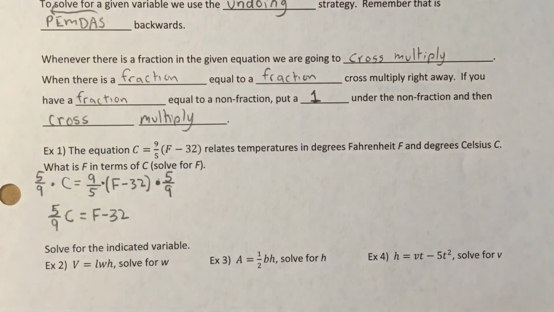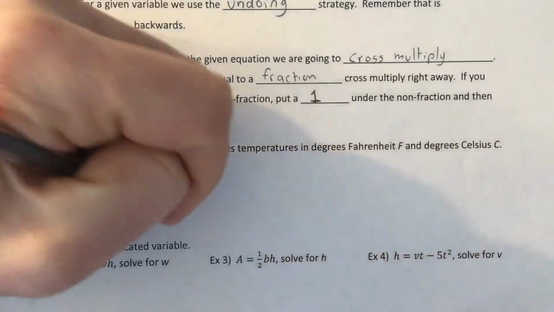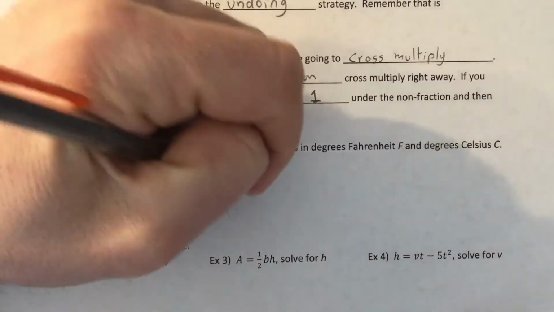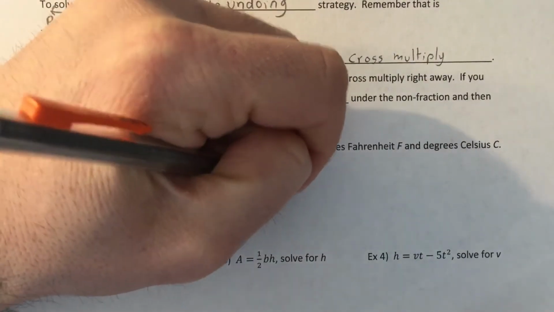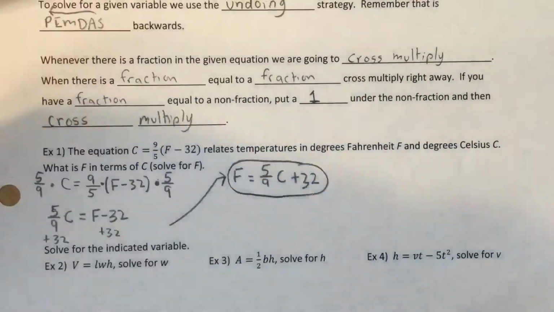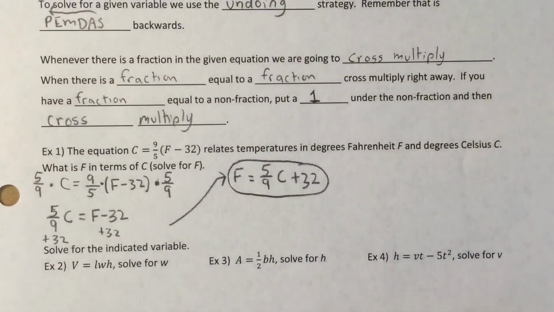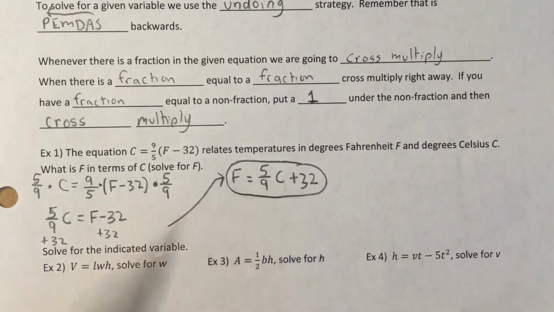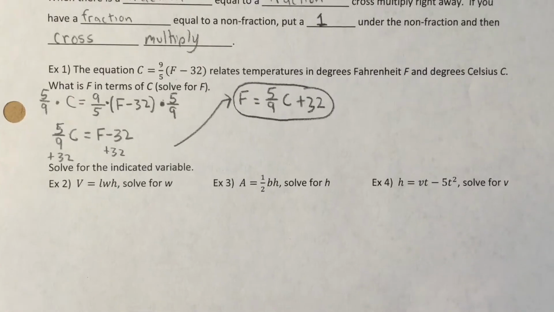And now, to get the F totally by itself, we can add 32. So that would give us our equation: F by itself equals 5/9 C plus 32. And now F is by itself, and if we need Celsius, we could just plug the Celsius temperature in there, and that would give us our Fahrenheit right away. All right, a couple other examples.